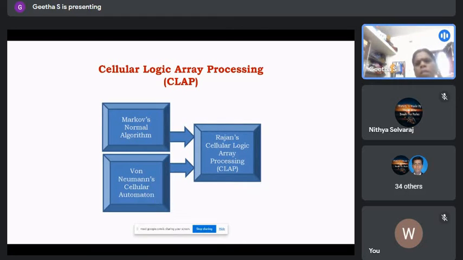So what do you mean by cellular logic array processing? It means we have to combine Markov's normal algorithm and, at the same time, von Neumann's cellular automaton, and then produce the cellular logic array processing, CLAP. So it is simply called CLAP.